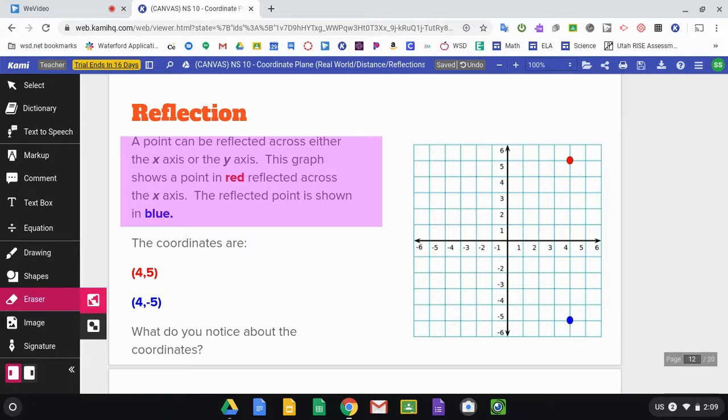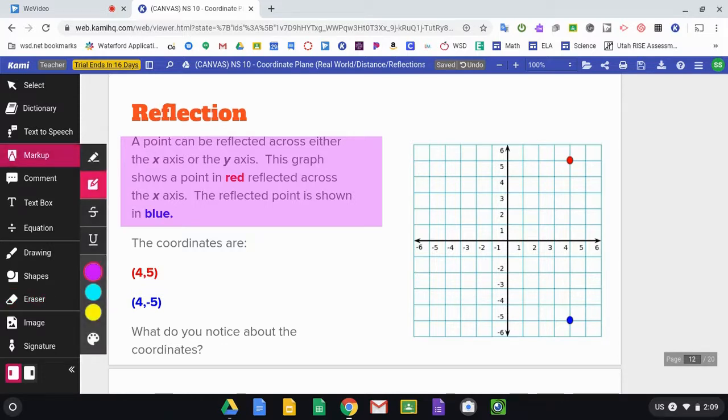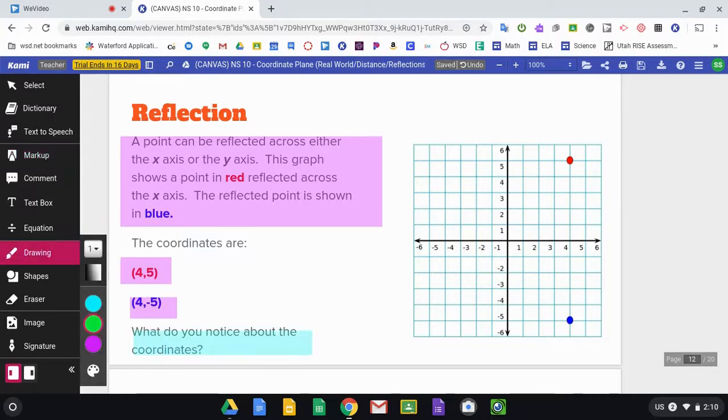The coordinates are as follows. Point red, the ordered pair, is 4, positive 5. Point B, the reflected point, is 4, negative 5. So, what do you notice about the coordinates or these ordered pairs right here? What do you notice?